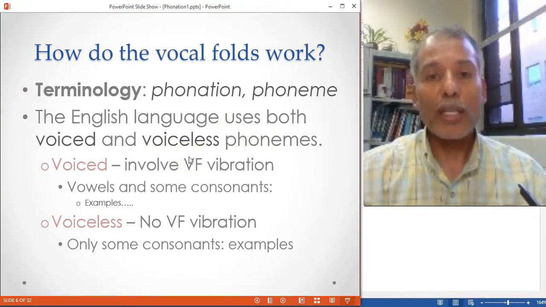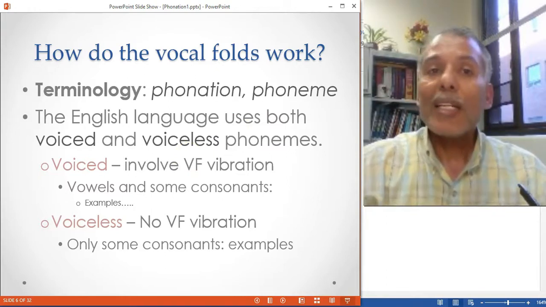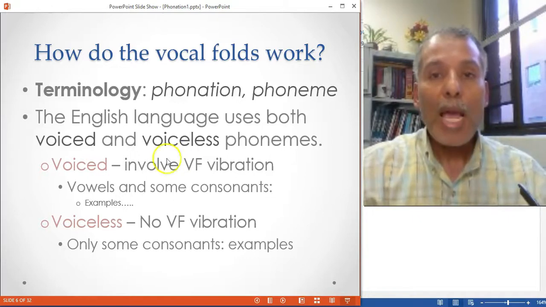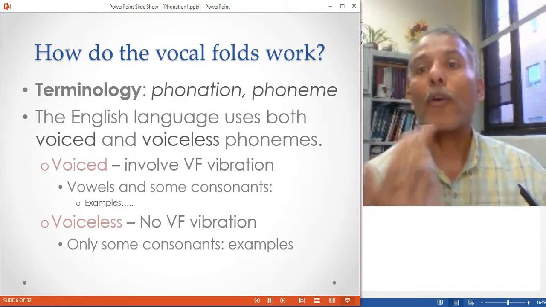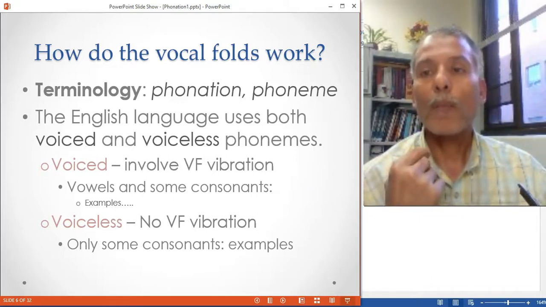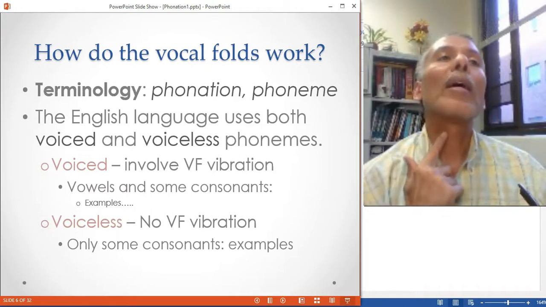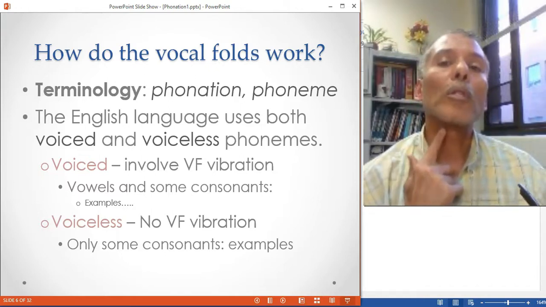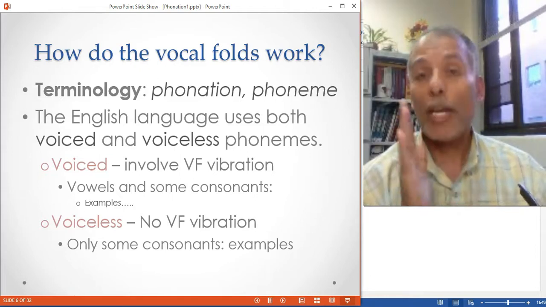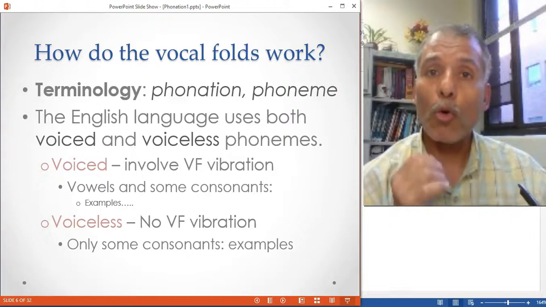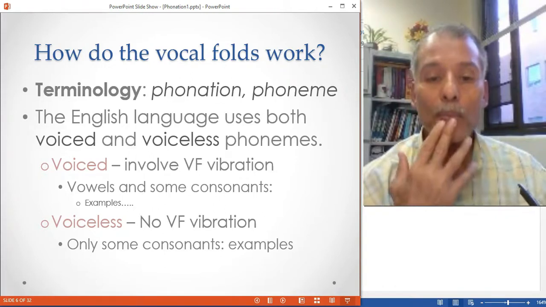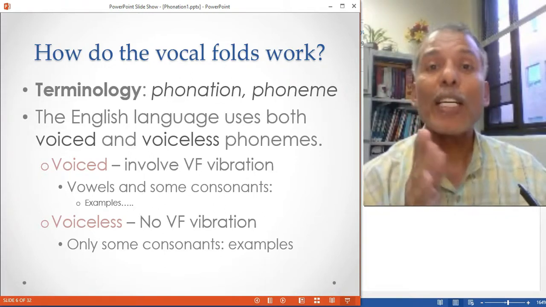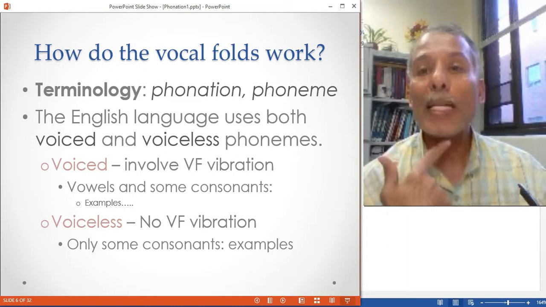Because phonation is making a sound, phoneme means speech sound, and speech sounds can be made in three different ways. Number one, by having a buzz from the vocal folds, vibration from the vocal folds. Whenever you have vibration of the vocal folds, we call this voicing, because voice is phonation. So if you say this sound is voiced, it means that the vocal folds made that sound.